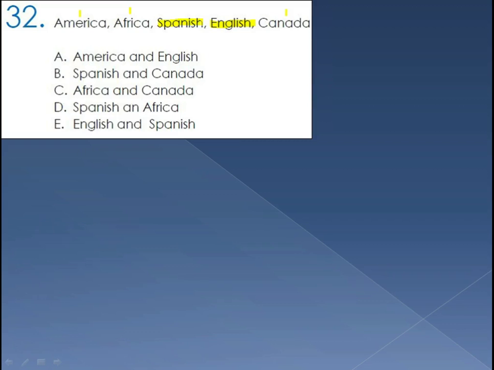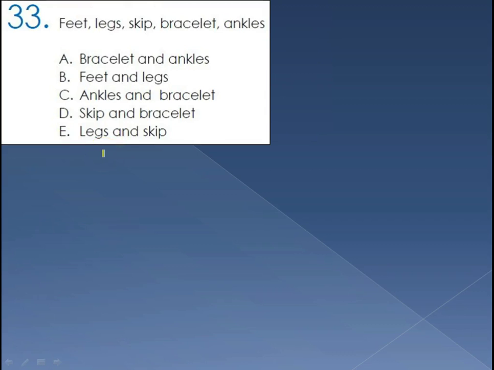So in this lineup, the link is countries: Africa, America, and Canada. The 2 odd ones out are the languages, Spanish and English. So the answer has to be E. English and Spanish are the odd ones out because they're not countries like Africa, America, and Canada. 33. Feet, legs, skip, bracelet, ankles.